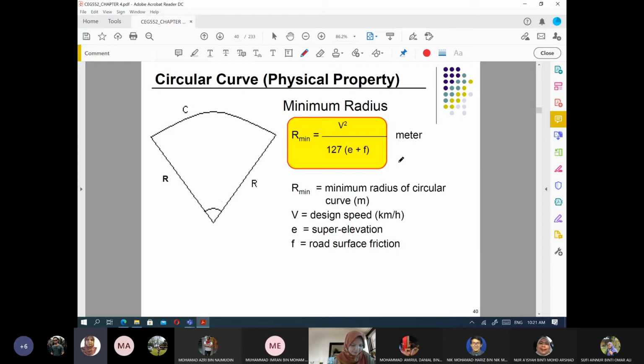Okay, minimum radius. R minimum, so this is how we calculate. This is the normal one lah yang you dah guna masa diploma, right?